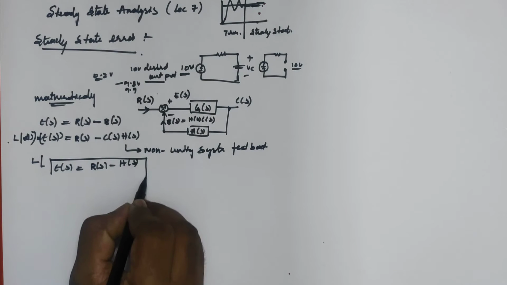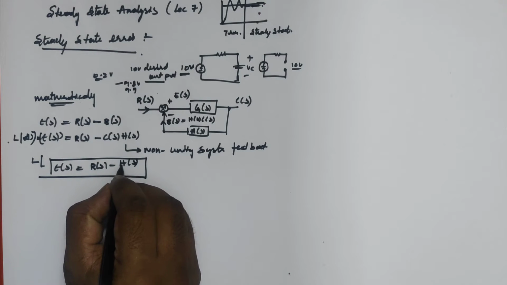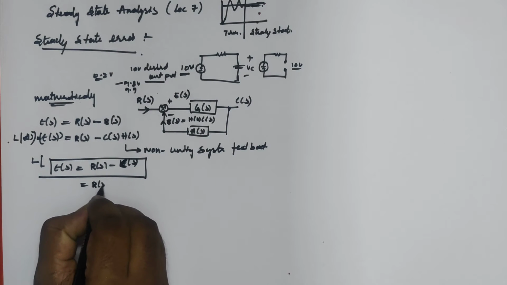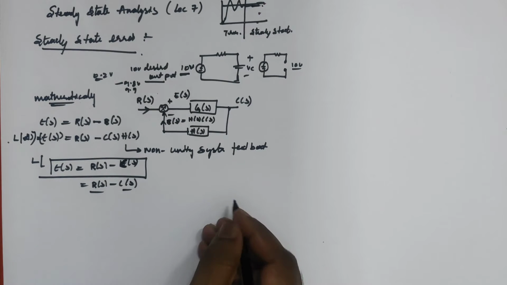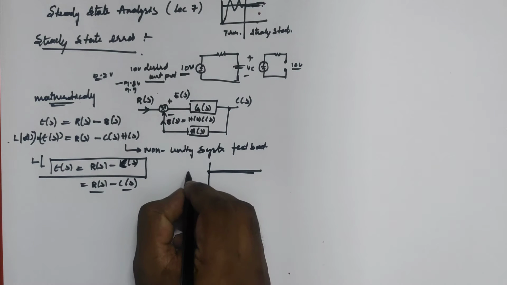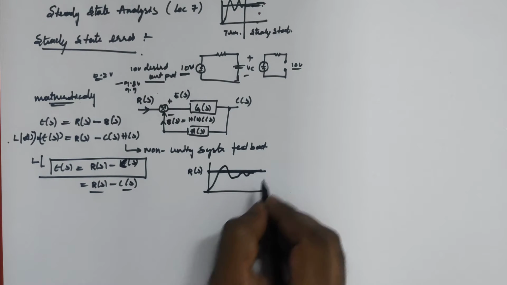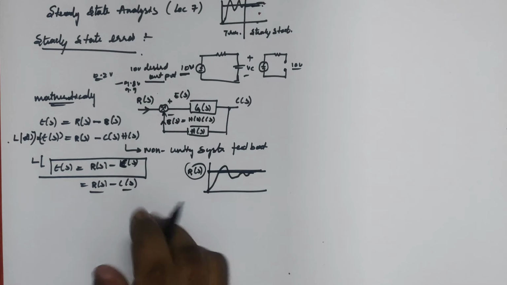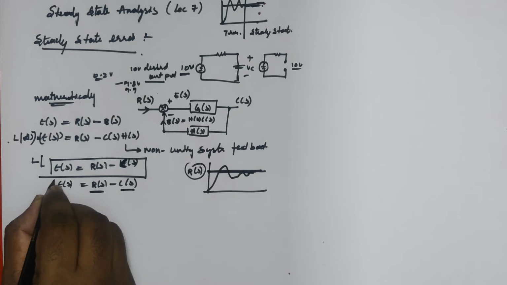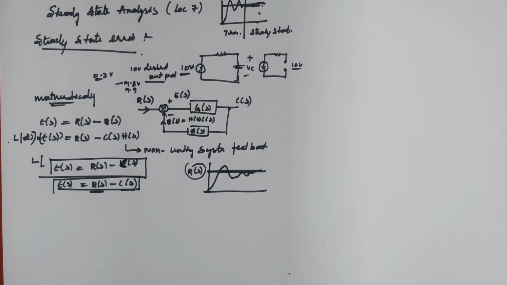So the steady state error is the difference between R of s and C of s, since H of s is 1. For a step input, which is also the desired output, R of s is my step input. Actually my response has to settle exactly at R of s, so we take the desired output as R of s, and the response is C of s. The difference of these is called the steady state error.